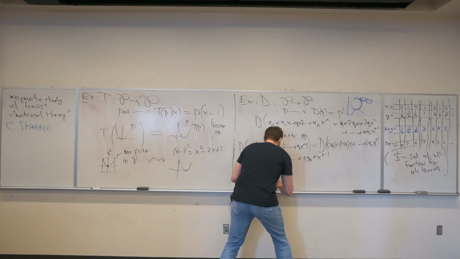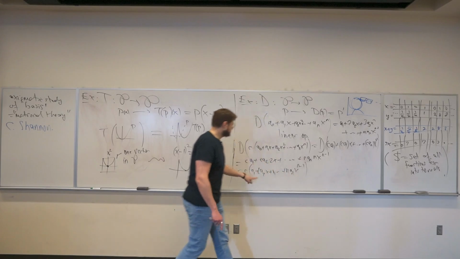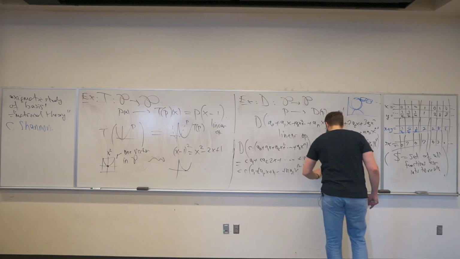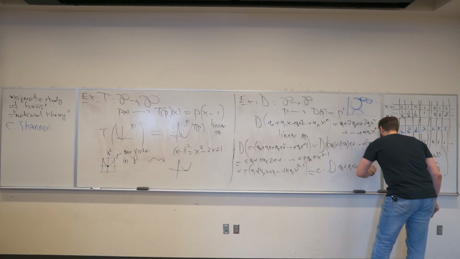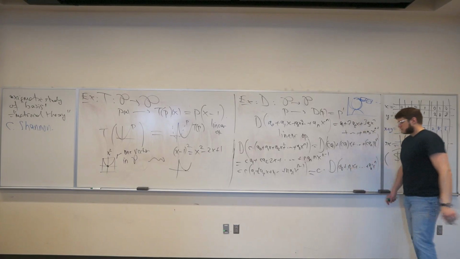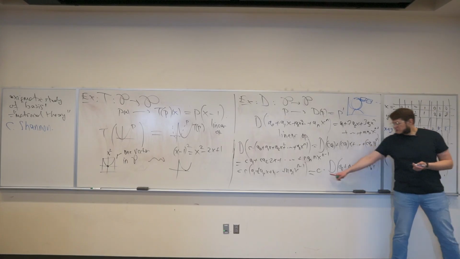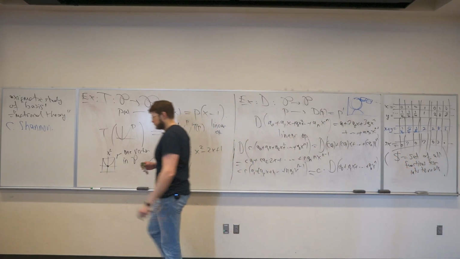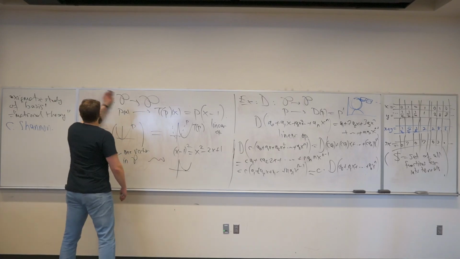a1 plus 2 a2 x plus dot dot dot plus n times a sub n times x to the n minus 1. But of course, this is nothing but d applied to the original polynomial. c times d of the polynomial. So at least this d transformation distributes over scalar multiplication. Okay. We also need to verify addition. Continue here.